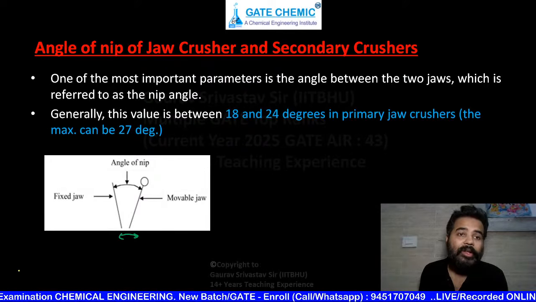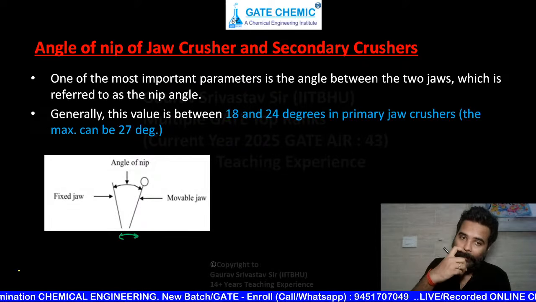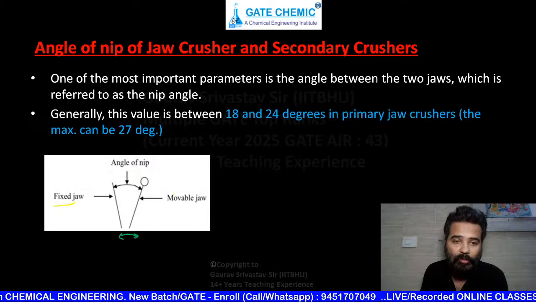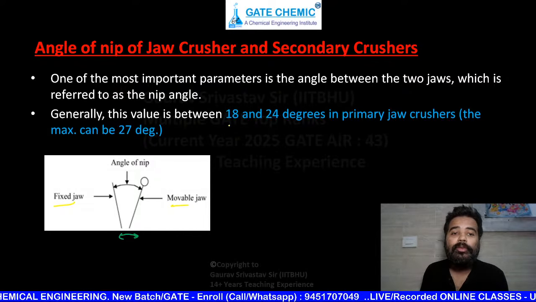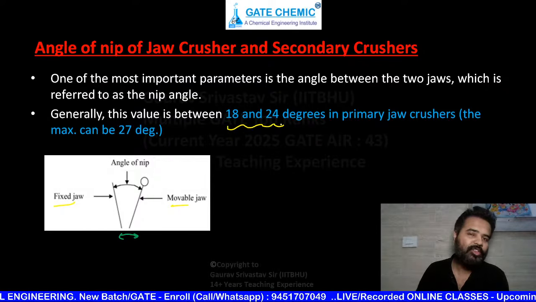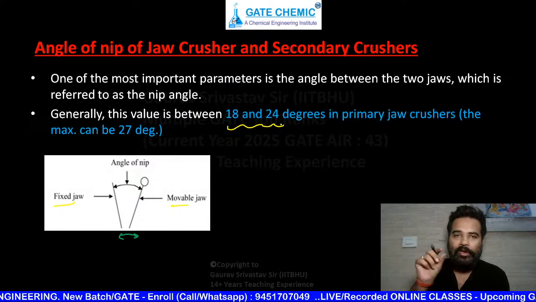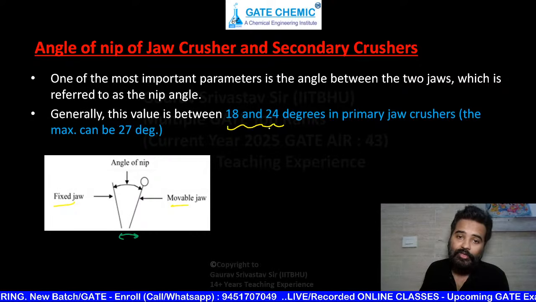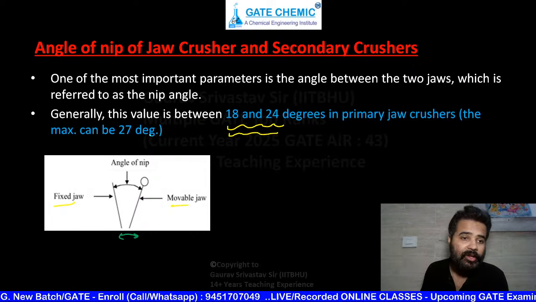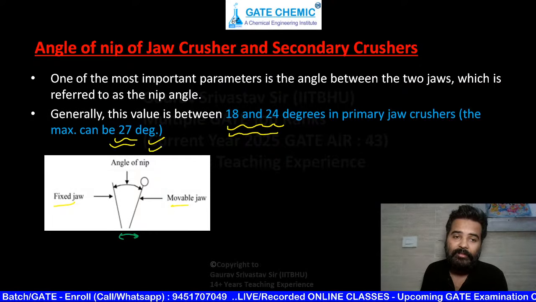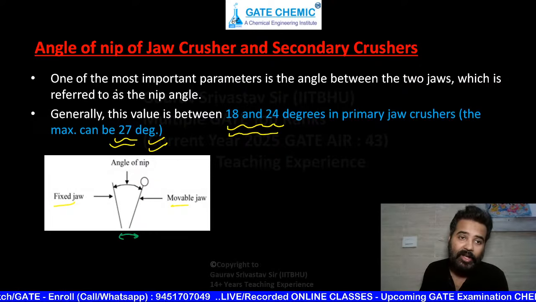Now, angle of nip. What is angle of nip? So angle of nip is the angle between these two jaws, fixed jaw and movable jaw. So just you need to remember, it is between 18 to 24 degree. This is not a smooth roll crusher. In a smooth roll crusher, the ideal value is 32 degree angle of nip. This is about jaw crusher, so it's between 18 to 24 degree, and its maximum can be 27 degree.